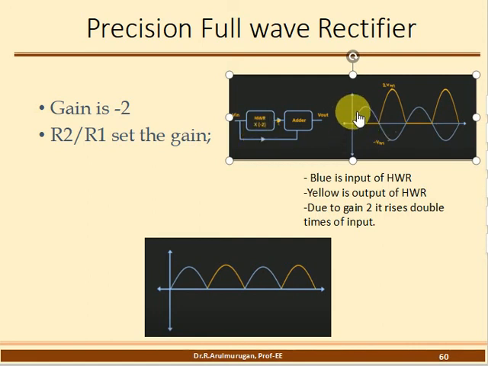Here is the input waveform of the half wave rectifier, with gain minus 2, so it is double. The summation of these waveforms is what you get at the adder output. That's why it is called a precision full wave rectifier.